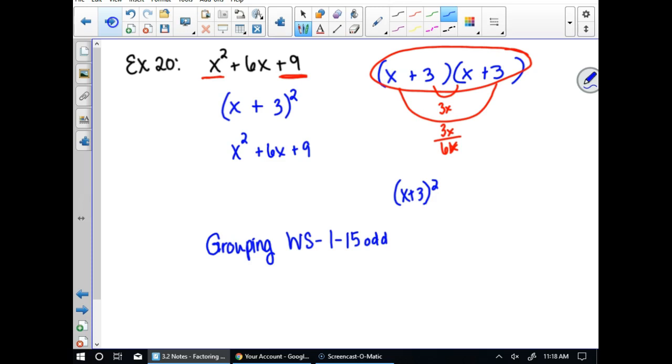Do the odd ones. Because the teacher wrote 1 through 15 odd on the board and it don't do the odd.